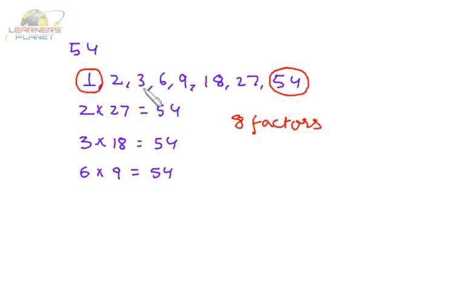Now you can be asked, what are the first 3 factors except 1? So except 1 is 2, 3 and 6. These are the first 3 factors except 1 of 54. Okay, so you should be clear about the question and its solution. Now let's take 1 or 2 questions of multiples.